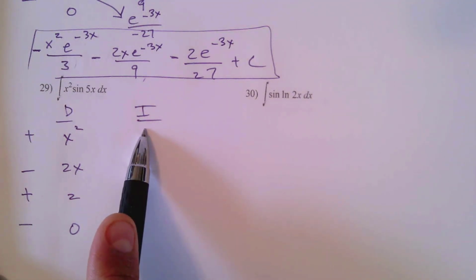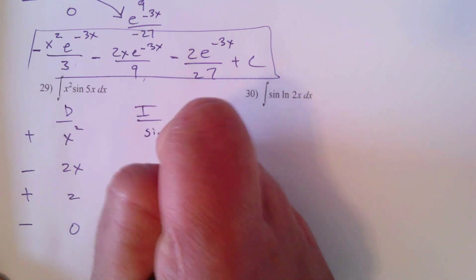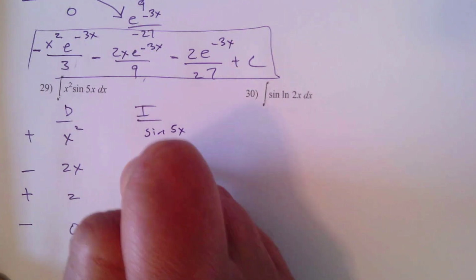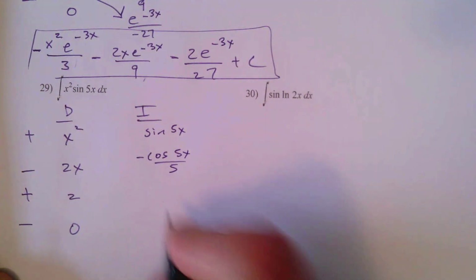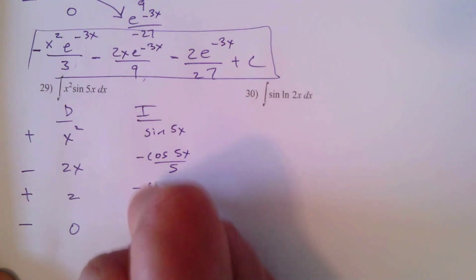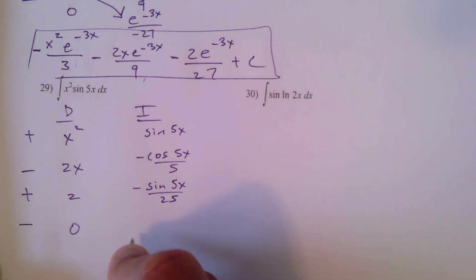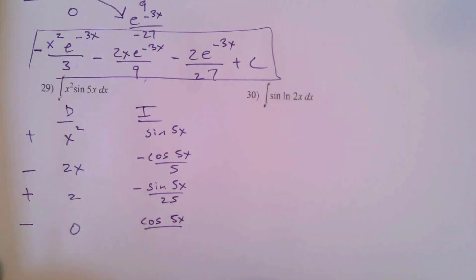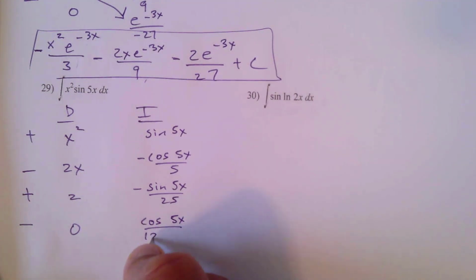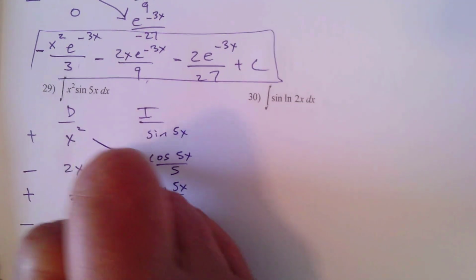If we take the integral then of sine of 5x, that's going to give us negative cosine of 5x over 5. Integrate again, it's going to be negative sine of 5x over 25. Integrate again, it's going to be cosine of 5x over 125. And then we get to 0, so we don't have to go any further. So we've got our answer.